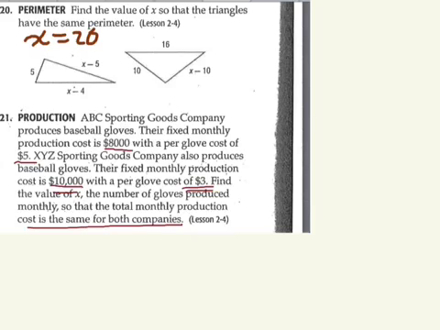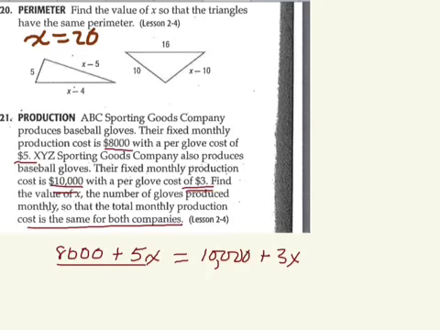So the equation basically looks like this. 8,000 plus 5x should equal 10,000, here we go, extra 0, plus 3x. And this is one company, ABC, I believe, and this is XYZ company. And when we find the value that satisfies this equation, we'll know that at that number of glove production, they actually have exactly the same cost.